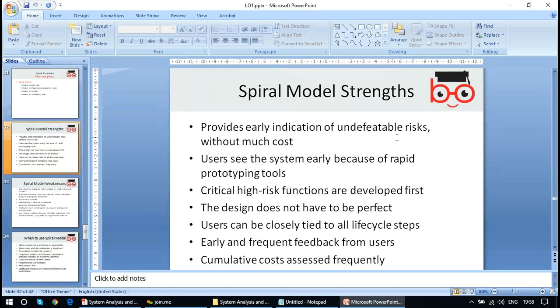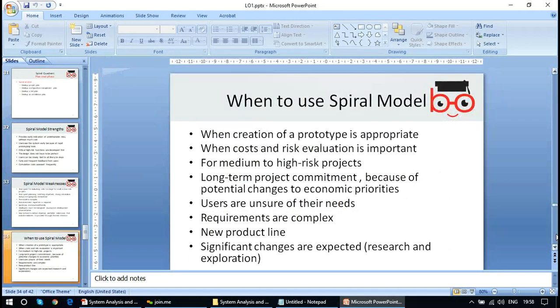It provides an early indication of unforeseeable risk without much cost. Like I told you, you go ahead with this and look at the risky parts and try to reduce the risk, so that at any stage your project should not fail. The critical high-risk functions are developed first. So that's the whole story behind the spiral model. Is that clear?